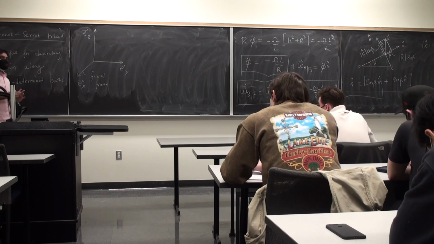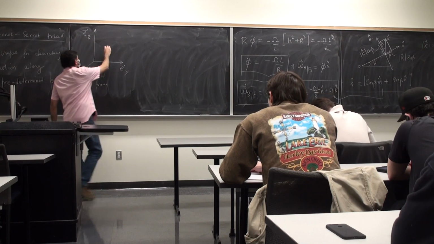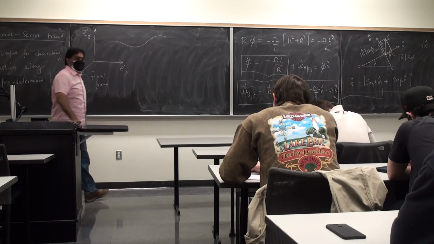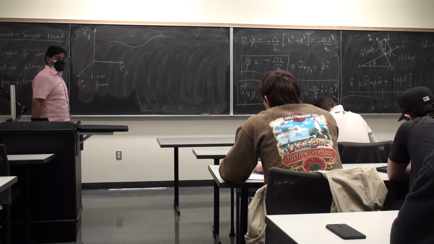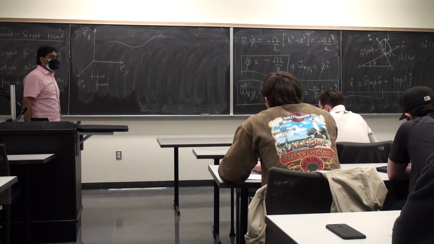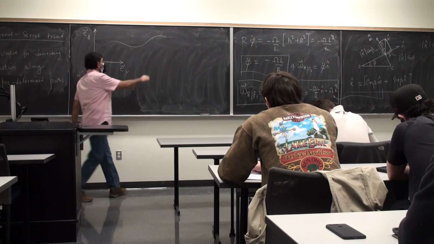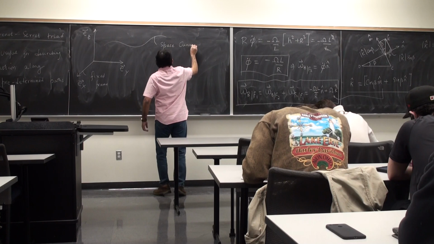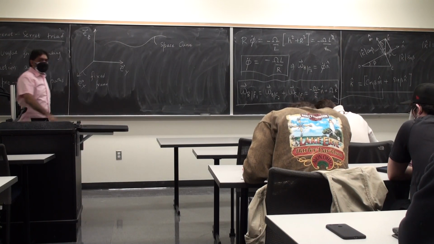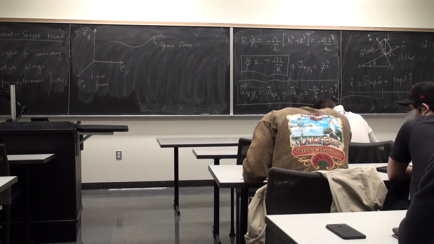I'm now going to consider a space curve. It's a curve in space. It could be the trajectory of a particle, could be the trajectory of the center of mass of a body. Could be anything. Right? So this is a space curve, belongs to R3 and so on. So this is a three-dimensional curve essentially.